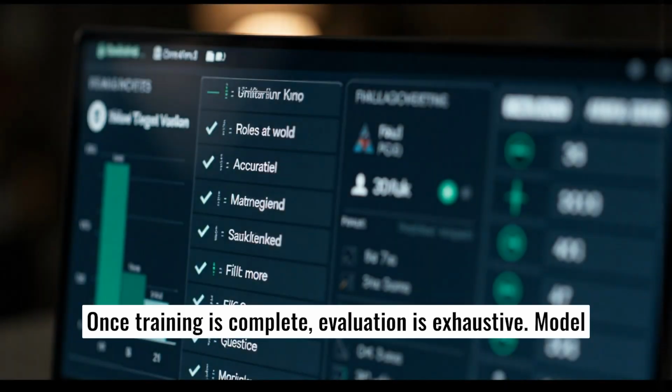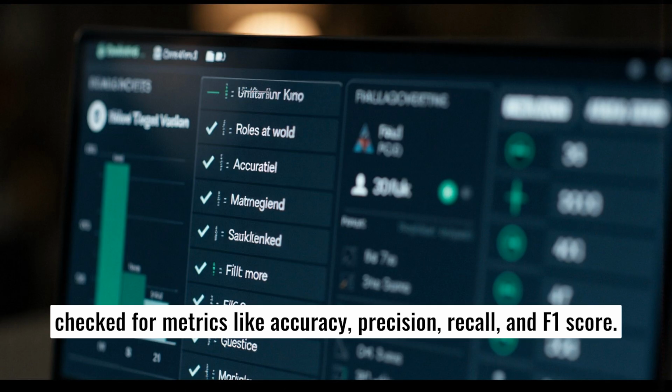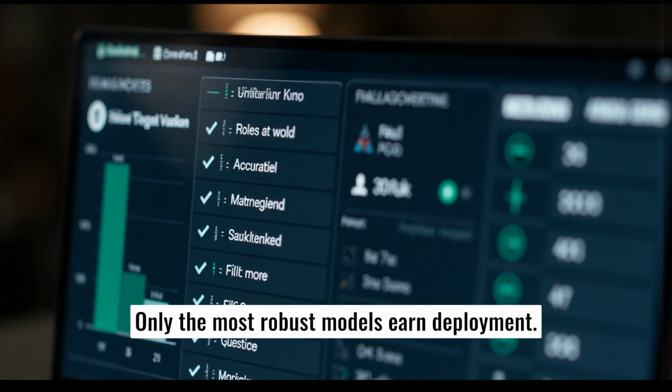Once training is complete, evaluation is exhaustive. Model performance is rigorously tested against validation and test sets, checked for metrics like accuracy, precision, recall, and F1 score. Only the most robust models earn deployment.